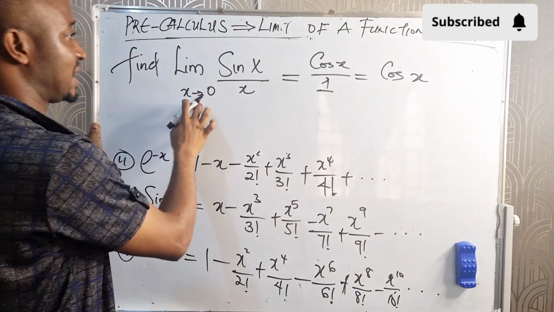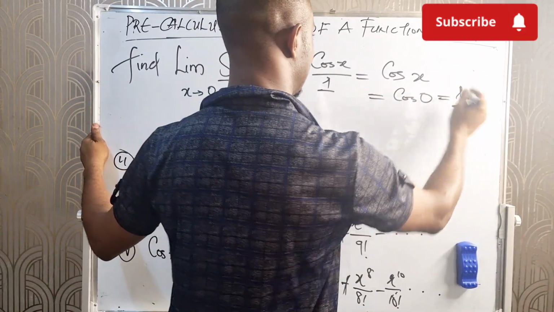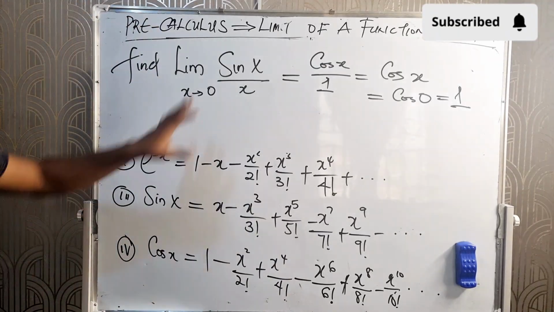Then I'll put my x as 0. That will give me cos what? Cos 0. And what is cos 0? The answer is 1. Exactly. This is for L'Hopital's rule.